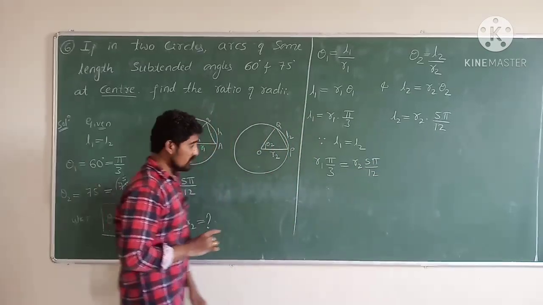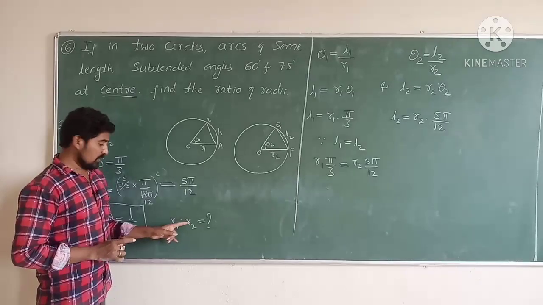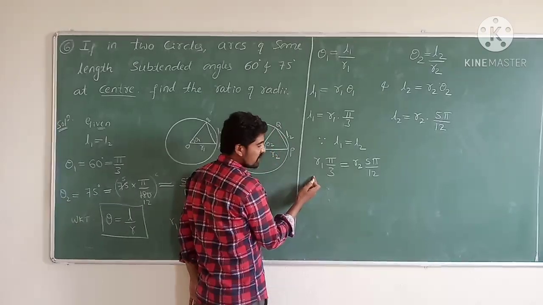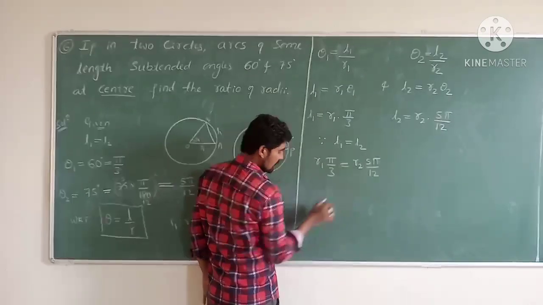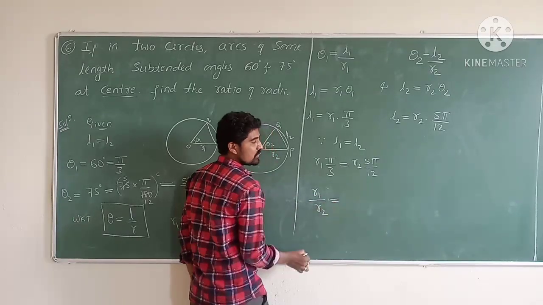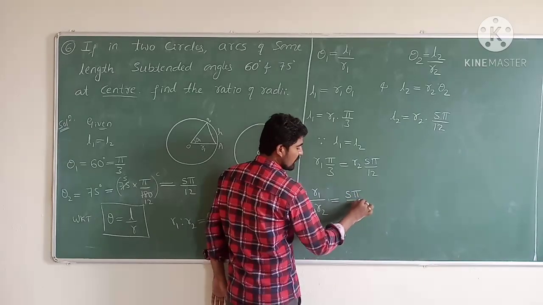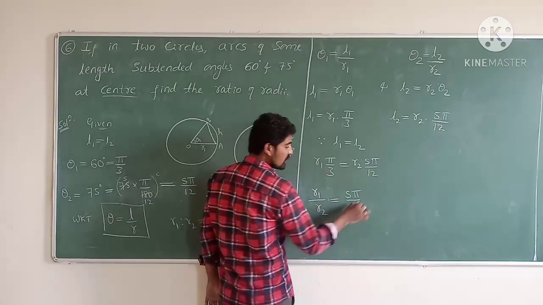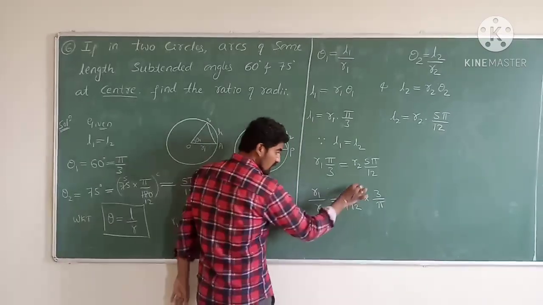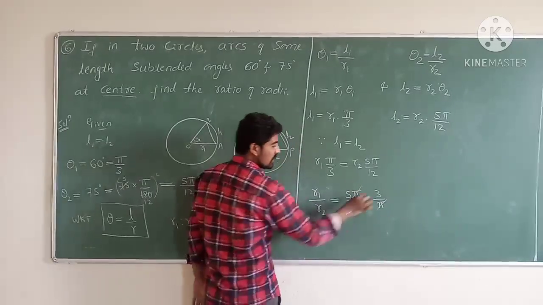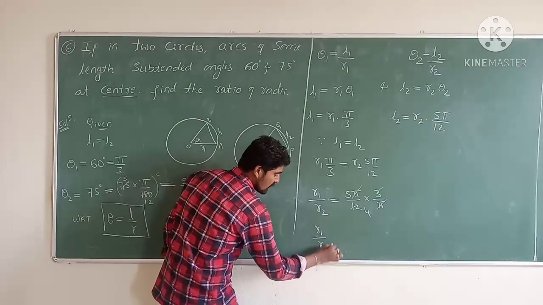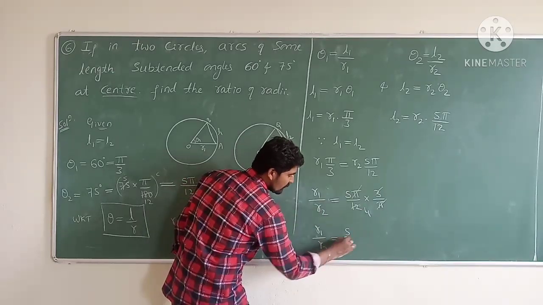Now R1 is to R2, it means R1 divided by R2. Shift this R2 towards the left hand side and pi by 3 towards the right hand side. R1 divided by R2 is equal to 5 pi divided by 12, and pi by 3 goes to the other side upside down, that is 3 divided by 5. Now pi and pi get cancelled. 3 ones are 3, 3 fours are 12. Therefore R1 divided by R2 is equal to 5 divided by 4.